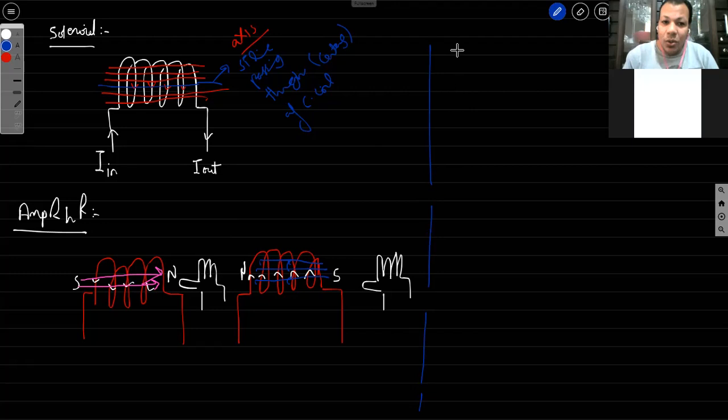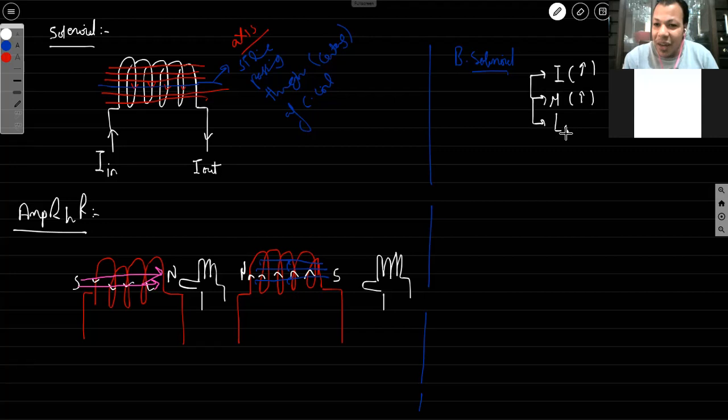Now, what are the factors affecting B, the magnetic flux density of a solenoid? First of all, of course, the current I, directly proportional. As the current increases, the magnetic field strength will increase too. The permeability mu, as it increases, it will increase too. The length of the solenoid. Now we are talking about the length of the solenoid because we have more than one circular coil. If you need to know the magnetic flux density, it depends on the length of the solenoid.